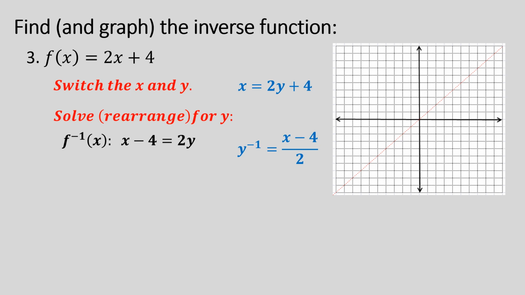So the original function graphed, 2x plus 4, would start at 4, goes up 2 over 1. Our new function would start at -2, go up 1 over 2. Okay, again, we see it's symmetrical around that line.